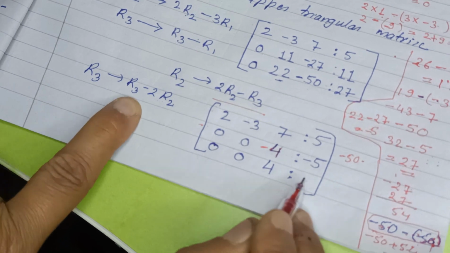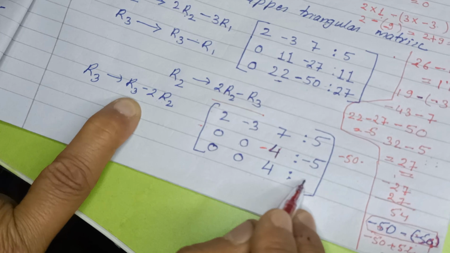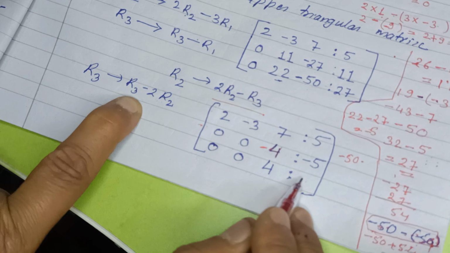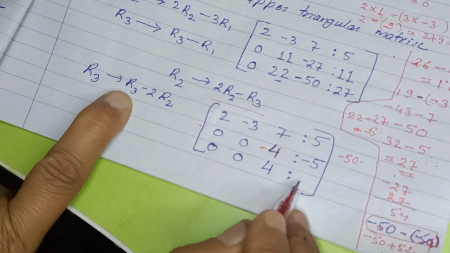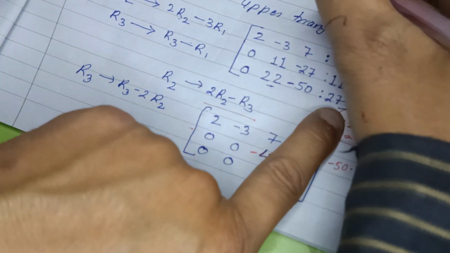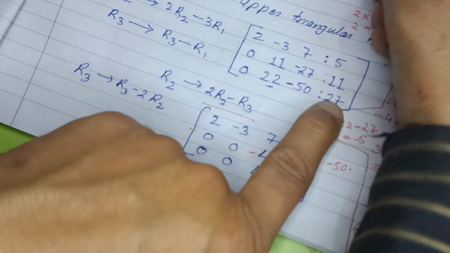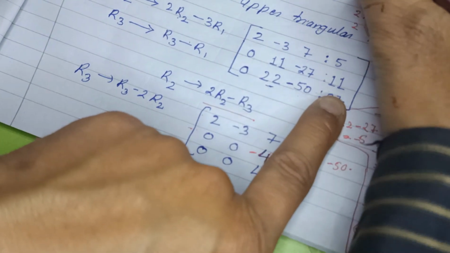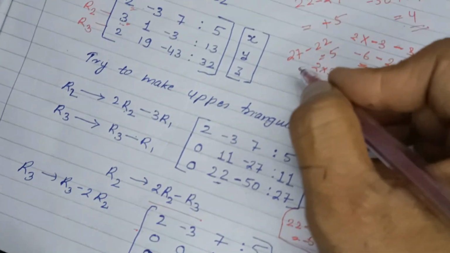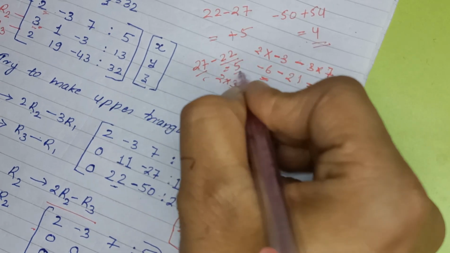So in this equation, r3 means this one minus whatever is here. Like we did minus 50, here r3 is 27. So 27 minus 22, we get plus 5. So here you can see 27 minus 22, we get plus 5.